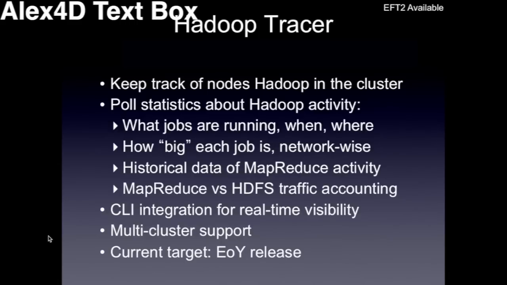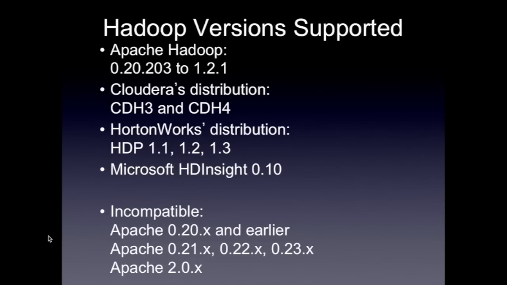We intend to support multiple clusters running concurrently on a given switch, and we are also compatible with a broad range of Hadoop flavors and versions and distributions. Most importantly, we support the Apache Hadoop from upstream, as well as various distributions such as Cloudera's or Hortonworks. So this is it. This is MapReduce TraceR for Arista EOS.